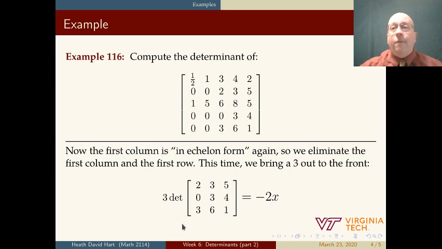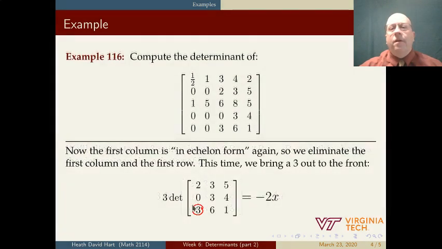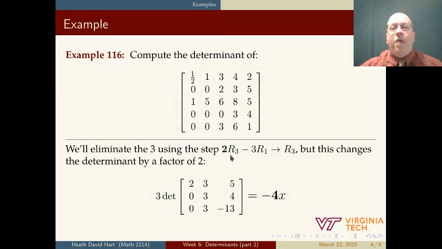So what's the next step we would like to do? We'd like to get rid of this 3. And we can do that by multiplying this row by 2 and this row by 3 and subtracting. The common multiple of 3 and 2 is 6, so we'll scale this up to a 6, scale this up to a 6, we subtract. That's the step. 2 times row 3 minus 3 times row 1 becomes a new row 3.